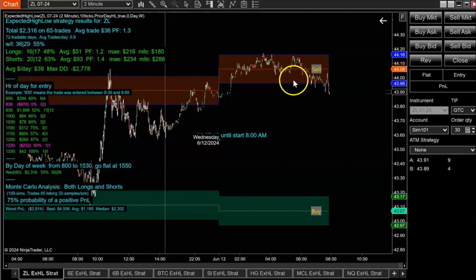Something to look at. If we get above the sell level, if we hit that, get above it, start looking for breakdowns, going short again. So pretty green, pretty green. Maximum drawdown is 2,700 bucks. 75% probability of a winner.